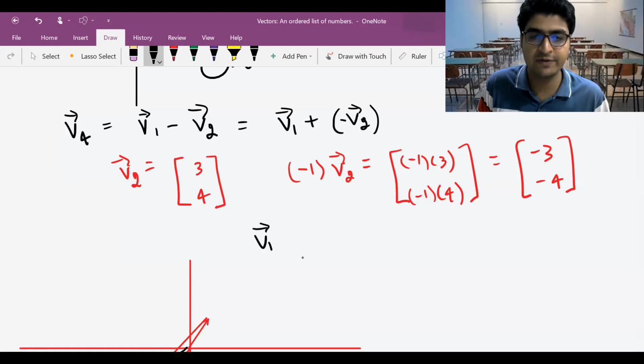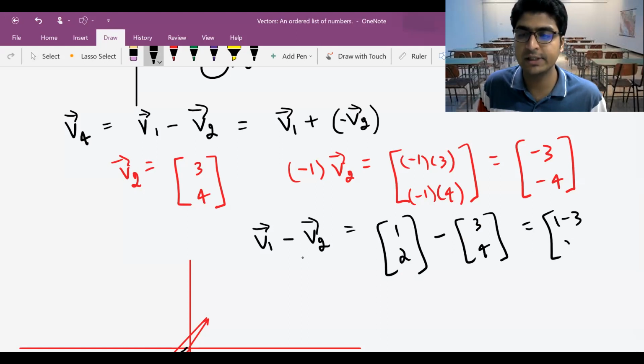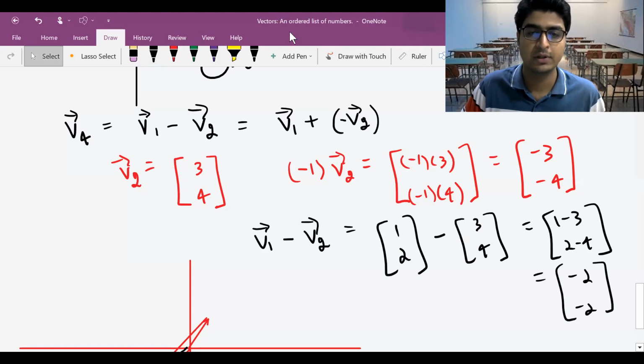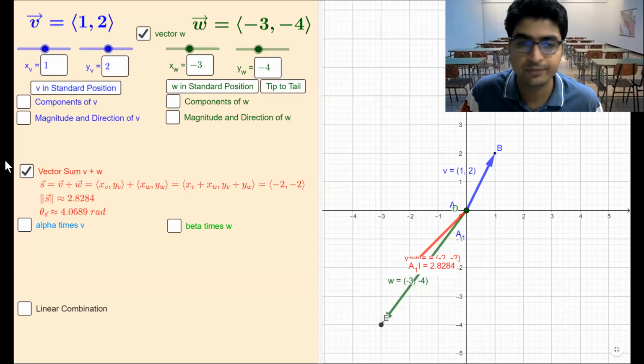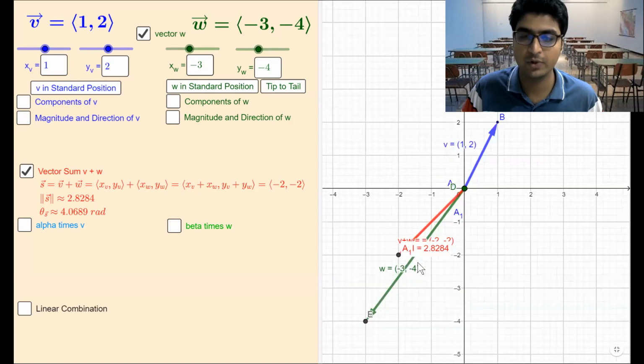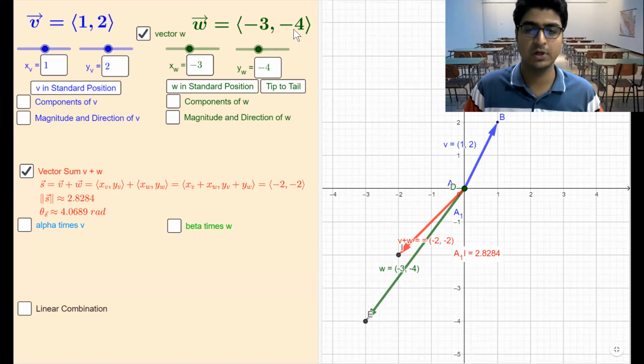So if I want to do v1 vector minus v2 vector, it is actually 1 2 minus 3 4. I will get 1 minus 3, 2 minus 4, which is nothing but -2 -2. That's the resulting vector, which is what is being shown here: -2 comma -2. All right, so that's how we do addition or subtraction of two vectors.